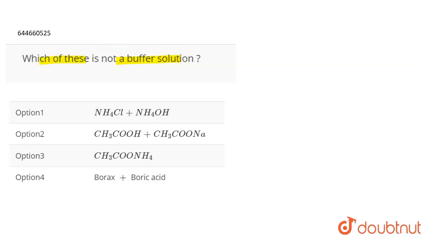The question is, which of these is not a buffer solution? Now, buffer solutions, if in general we talk about the definition, then they are those solutions that resist the change in pH when a small amount of acid or a base is added to it.